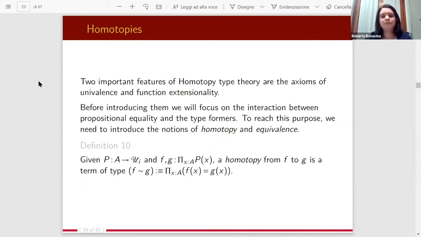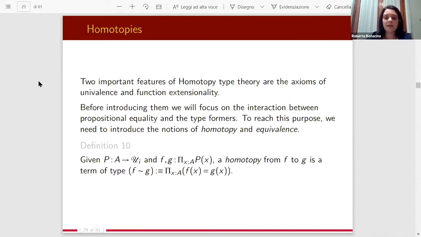The axioms of univalence and function extensionality are the two main novelties of this system with respect to Martin-Löf type theory. To see why it's quite natural to introduce them, we will study equality for type formers, and we need to introduce two notions, which are the notion of homotopy and the notion of equivalence.